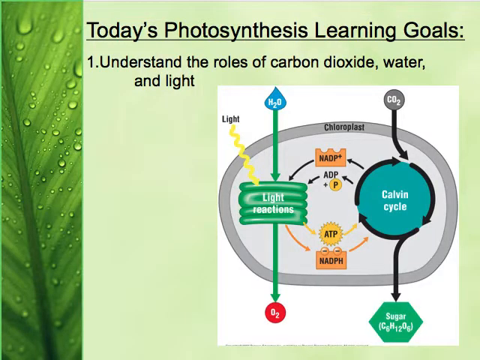So today's photosynthesis learning goals should hopefully be clear to you now. Understand the roles of carbon dioxide, water, and light. Well, the carbon in carbon dioxide is used to make sugars. Water gives electrons to a reaction center, and the byproduct is oxygen gas, and light is the energy source.